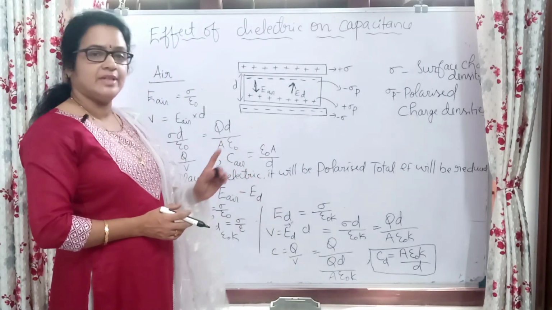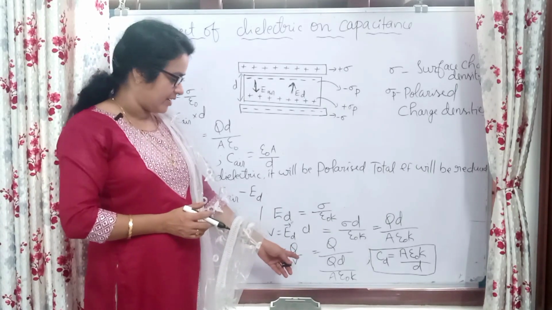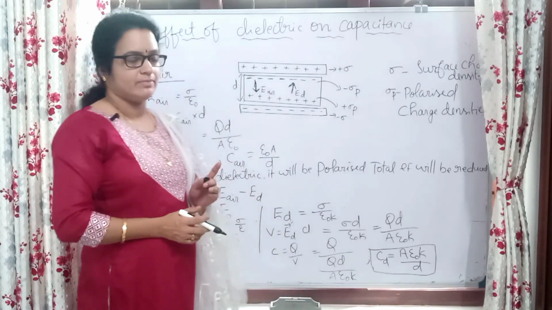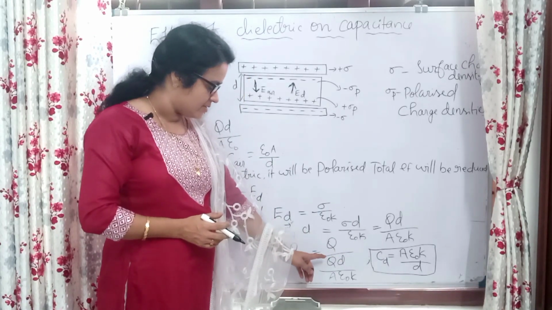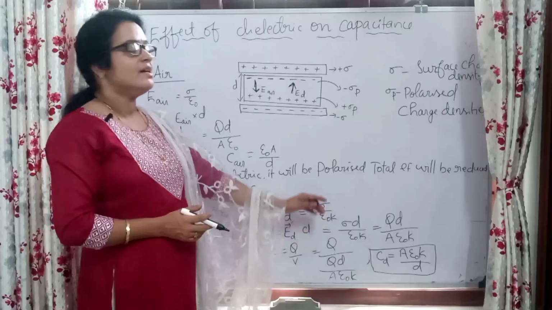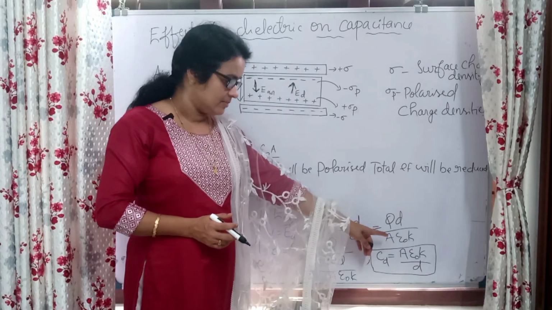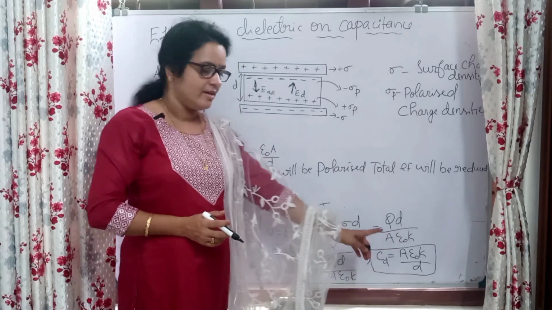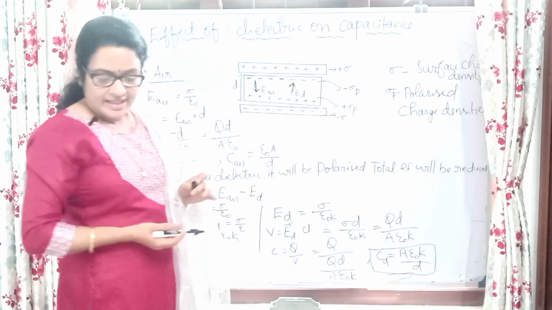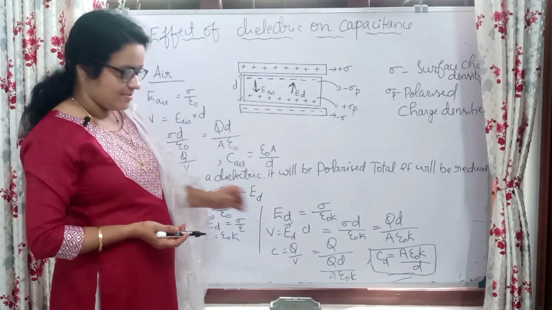Now we have V. Then what about C, the capacitance? How can we find the capacitance? That will be equal to Q by V, right? So Q by V is QD divided by A epsilon 0 K. We substitute that value here, and the Q and Q get cancelled. Then the remaining equation is the capacitance of the dielectric, equal to A epsilon 0 K by D. This is the final equation, A epsilon 0 K by D. That is the effect of the dielectric on capacitance.